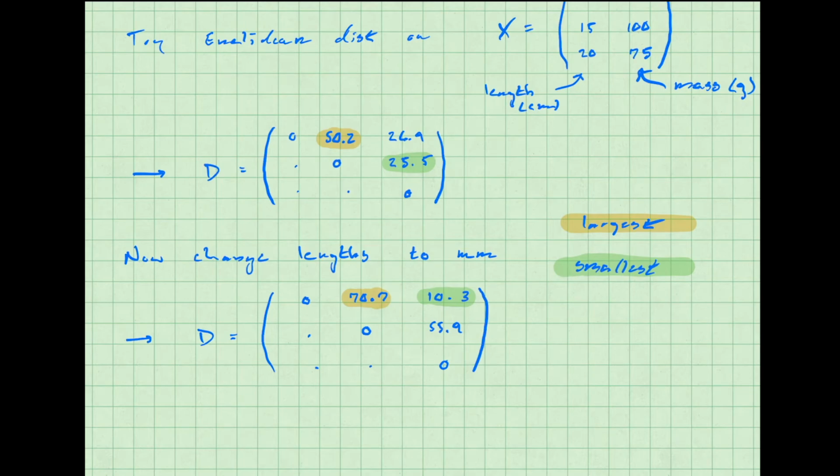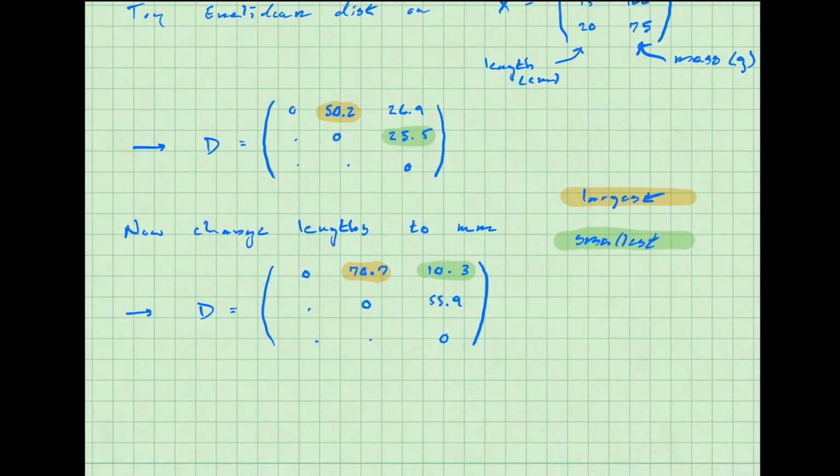So depending on which of the units you use, you might say that observations 1 and 3 are the closest together. Or you might say that observations 2 and 3 are the closest together. And so I think you should be able to see from this that this is sort of a problem.